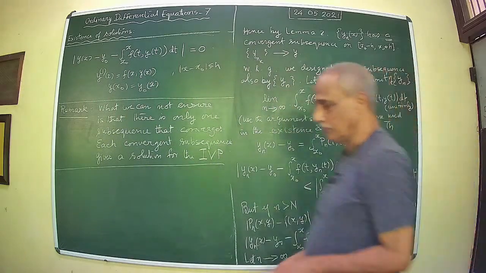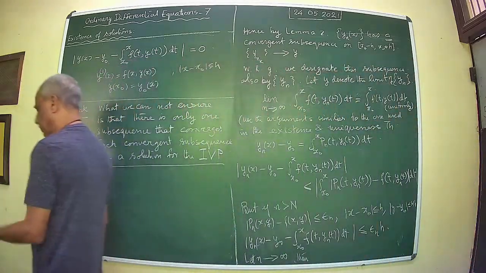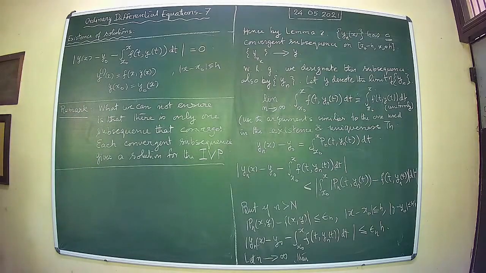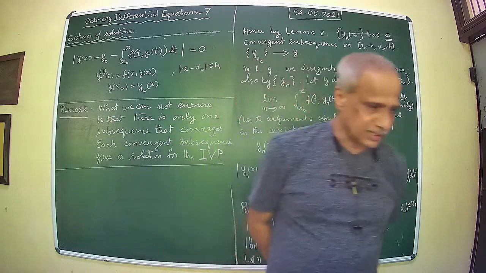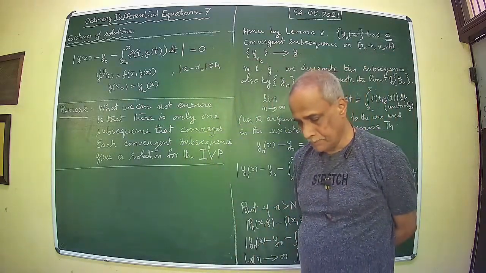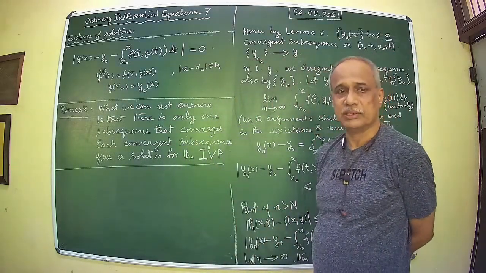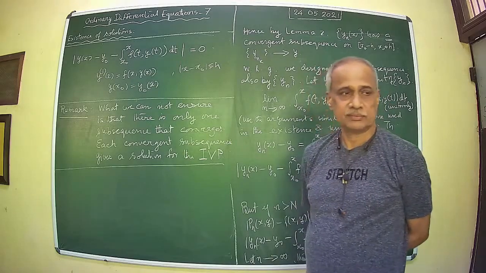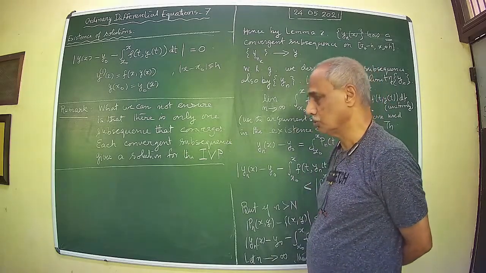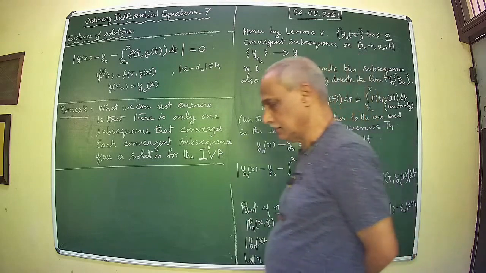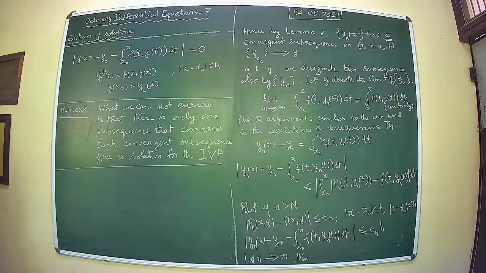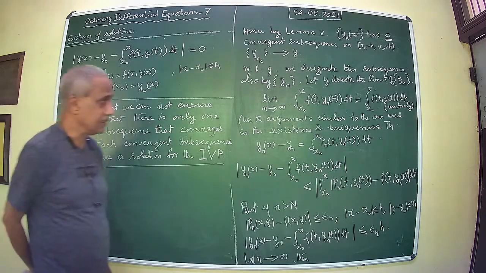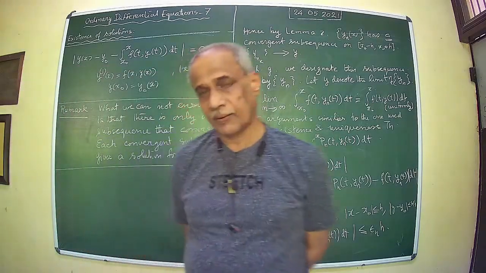So we have seen that if you have the existence and the Lipschitz condition assumed, then you can prove that there exists a unique solution, and we have seen the role that the fundamental inequality plays in getting that out.